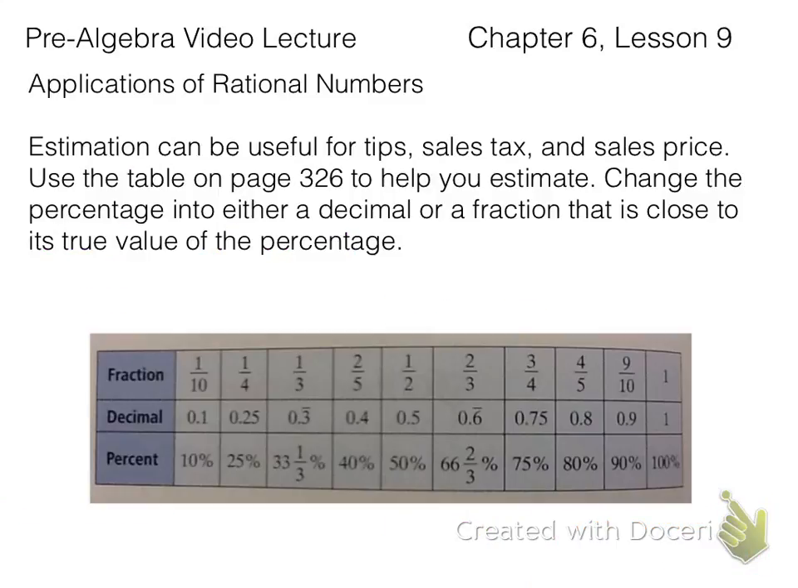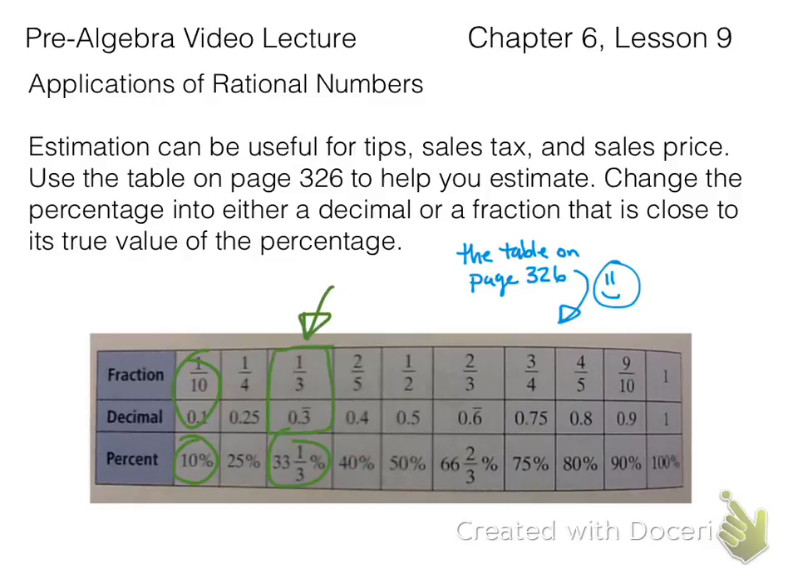All right, estimation can be useful for tips, sales tax, and sales price to figure out if you can afford what's going on. Use the table on page 326, which is that table right there, to help you estimate. Change the percentage into either a decimal or a fraction that is close to the true value of the percentage. Okay, so if you've got 10%, you can use either of those. If you've got 33.3%, you should probably use the fraction if you ever have a repeating decimal.